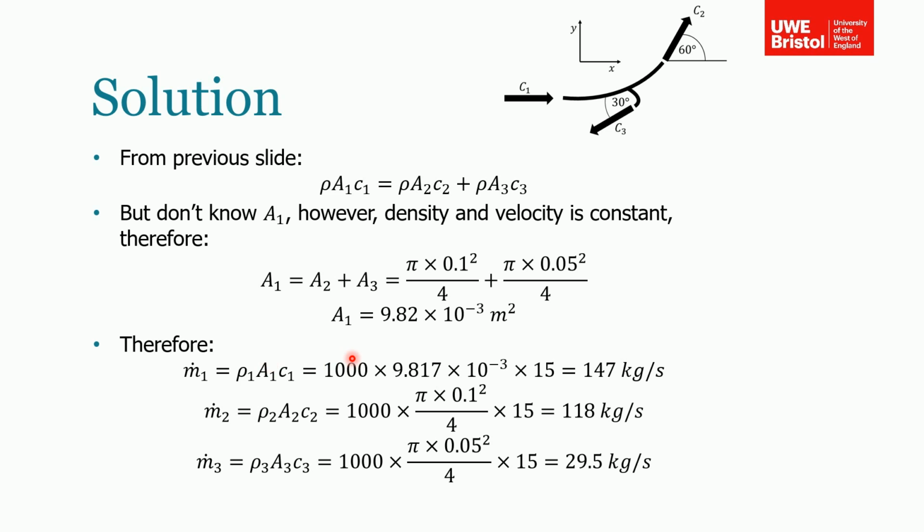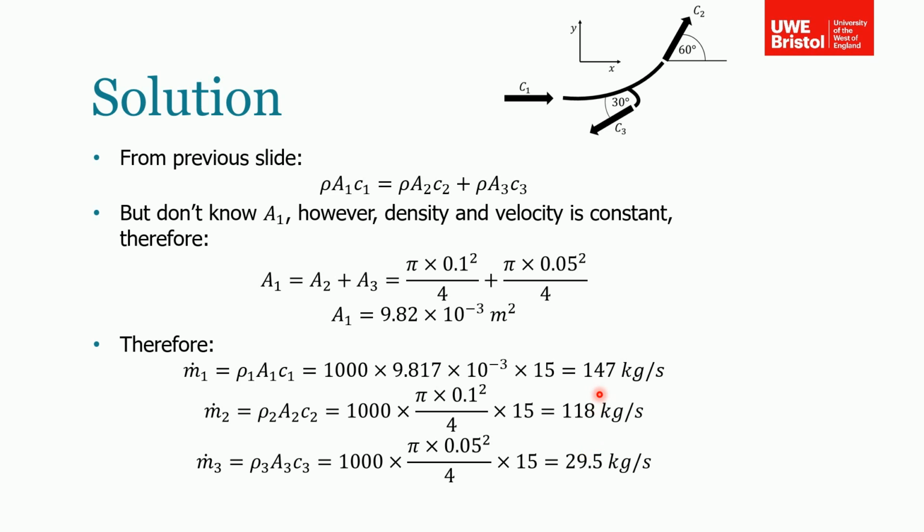So we now have the area at 1, so we can plug that into this equation and work out that the mass flow rate is 147 kilograms per second. Using the area for jet 2 is 118 kilograms per second, and the mass flow rate for jet 3 is around 30 kilograms per second. So now we've got the mass flow rates.